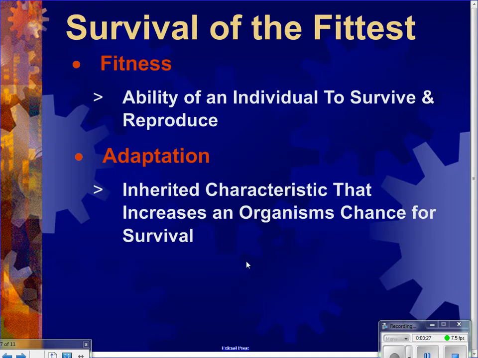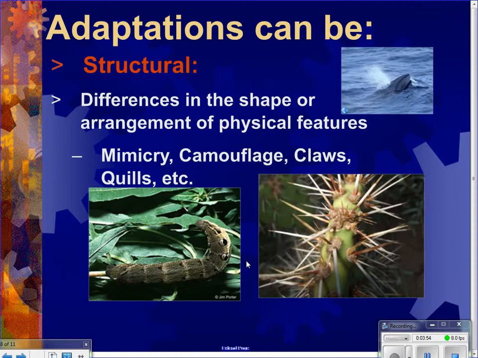So when we look at survival of the fittest and the idea of what is the fittest, we come to the idea of fitness. And fitness is the ability of an individual to survive and reproduce. And the way that individuals survive and reproduce is through adaptations. Adaptations are characteristics that increase an organism's chance for survival. We're going to look at some different types of adaptations that exist that would increase organisms' chances for survival.